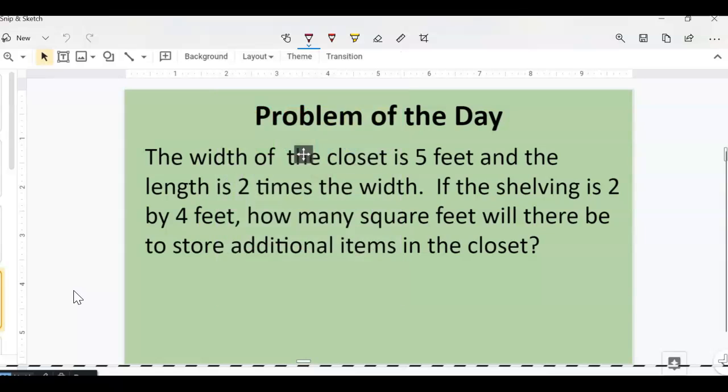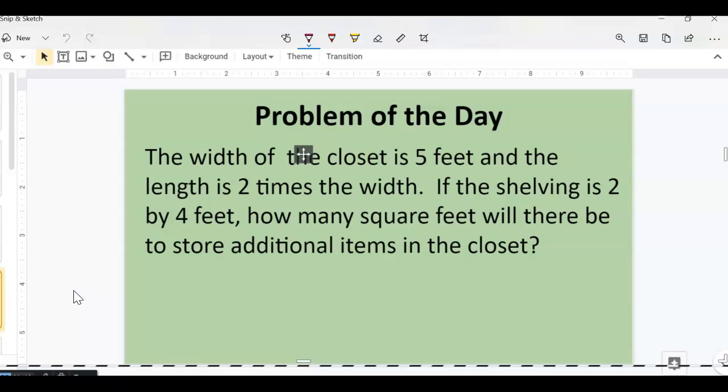Now let's just imagine the closet in your own house. Just try to picture the closet in your own house and think about a shelf that is inside of that closet. That shelf takes up some space inside of your closet, but it doesn't take up all the space. So what this is really asking is how many square feet will there be left over? How many square feet will there be to be able to store additional items in the closet? So that's just like saying what space is not being used by the shelf itself.